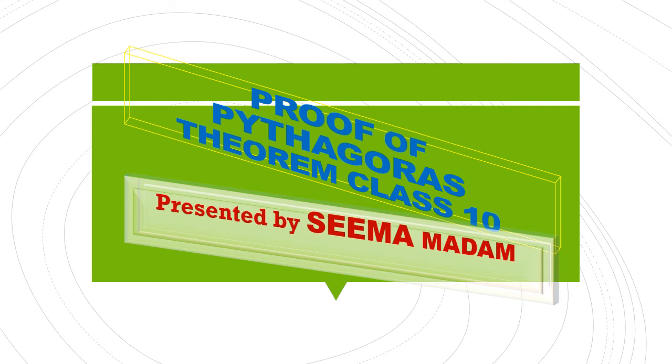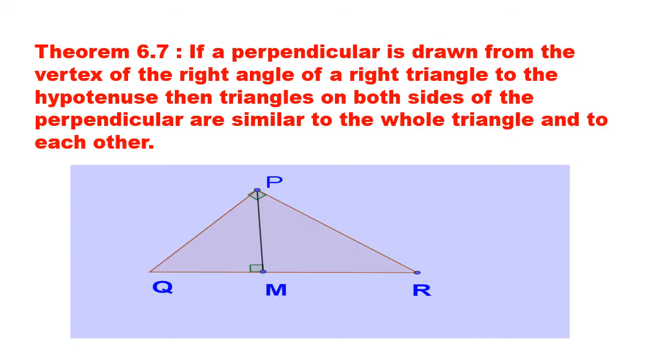Today we will learn about the proof of the Pythagoras theorem and application of Pythagoras theorem in sums. According to this theorem 6.7, here you can see that one perpendicular PM is drawn from the vertex of the right angle of the right triangle. Which is the right triangle? This QPR. And how can we say it is right triangle? See, here you can see the right angle at P.